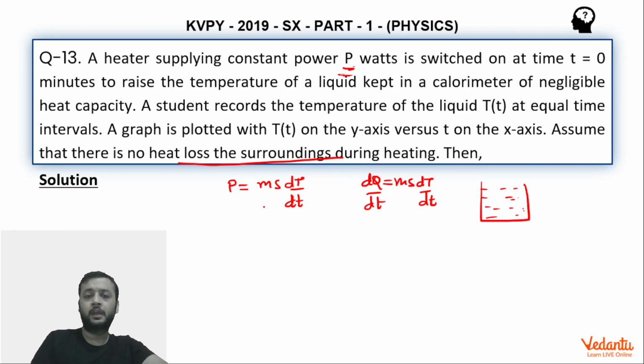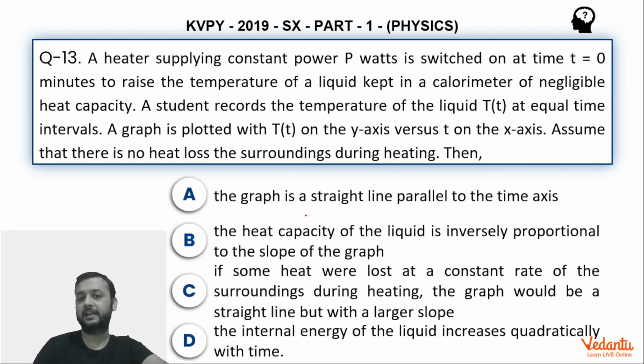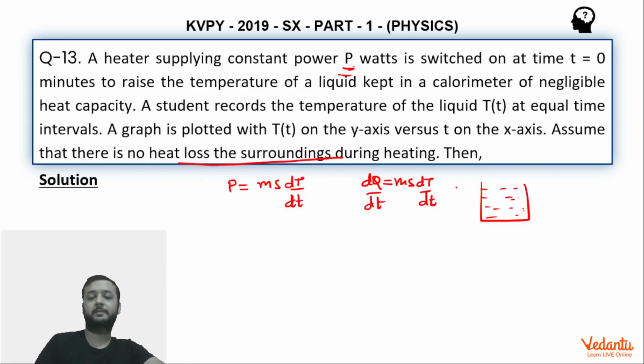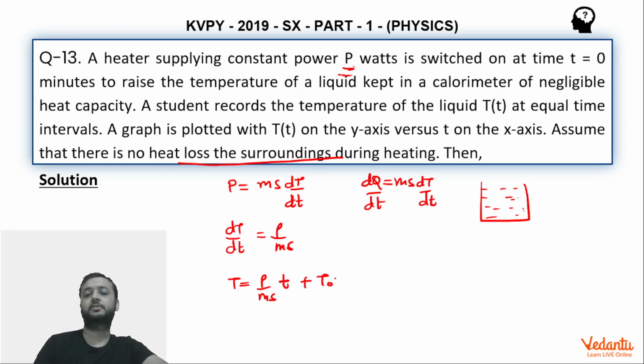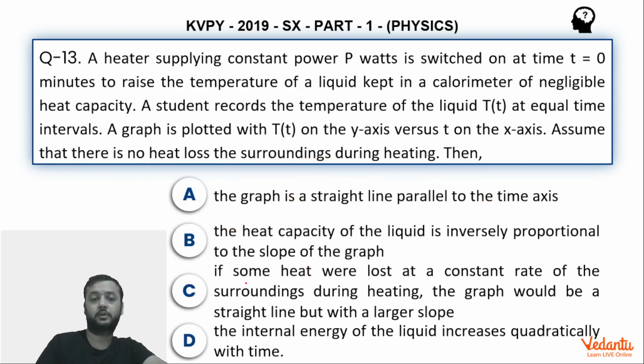Correct? So now if you go back to the options, option 1 says the graph is a straight line parallel to the time axis. That means the graph of temperature versus time should be parallel to the time axis. If you see from here, dT by dt is nothing but P by ms, so it's clearly not zero. Plus T naught, let us say. So this graph is not parallel to the time axis. So option 1 is wrong.